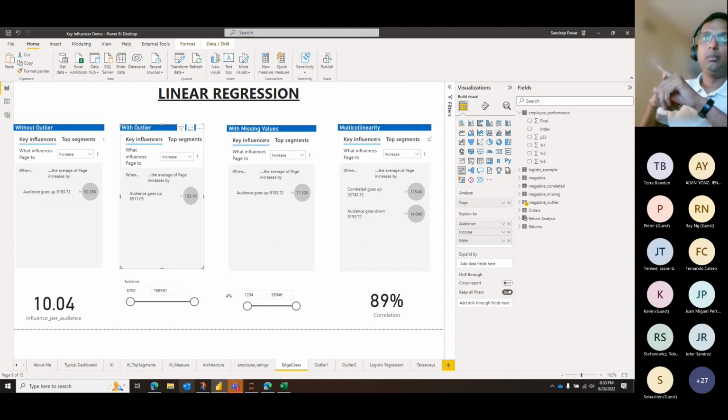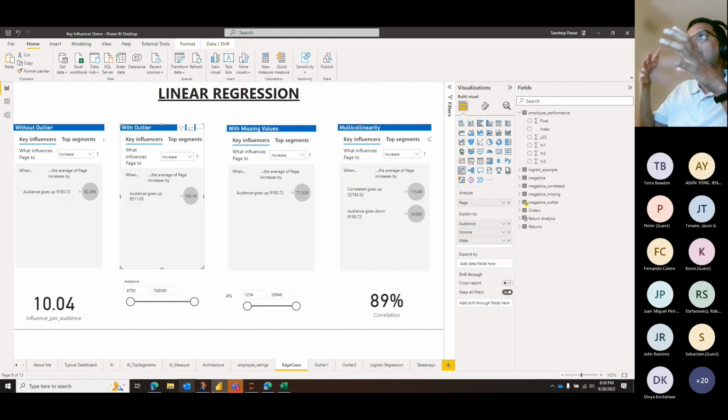Also, the other implication of that: don't take these values that you're getting out of the key influencer visual as hard numbers. That yes, it is going to go up by $103,000 or 103,000 units. Use it as a direction. Use it more as a ratio to say if it goes up by 1, then it goes up by this much amount.